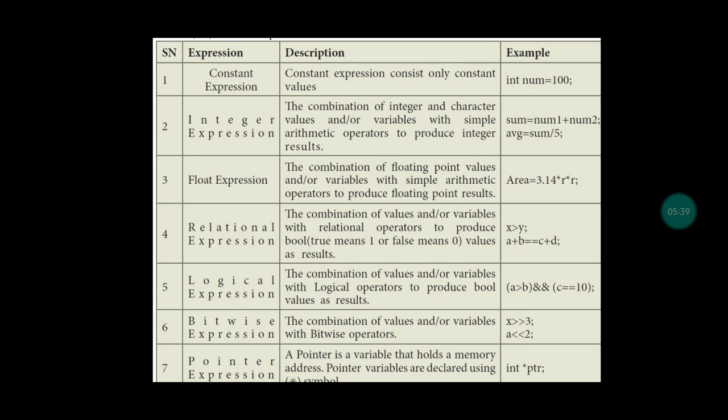Constant expression. This constant expression consists of only constants. Let us see the example, that is int num equal to 100. We have given the value for num as 100. And the integer expression is a combination of integer and character values. We have given sum equal to num1 plus num2, and we can also use the arithmetic operators. And the float expression is a combination of floating point values and simple arithmetic operators used to produce float values.